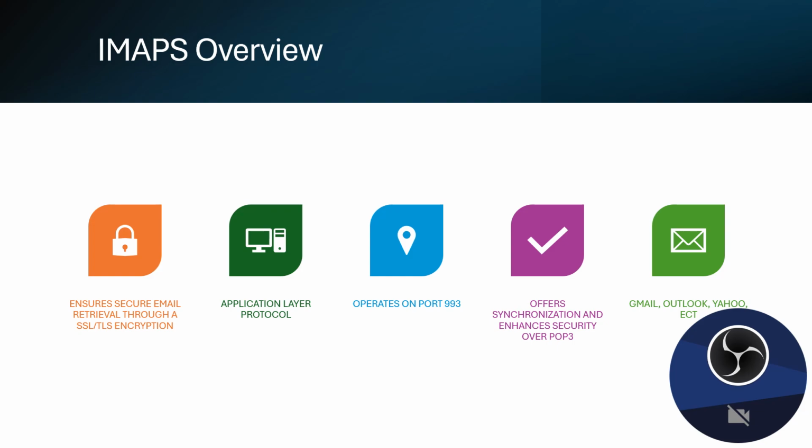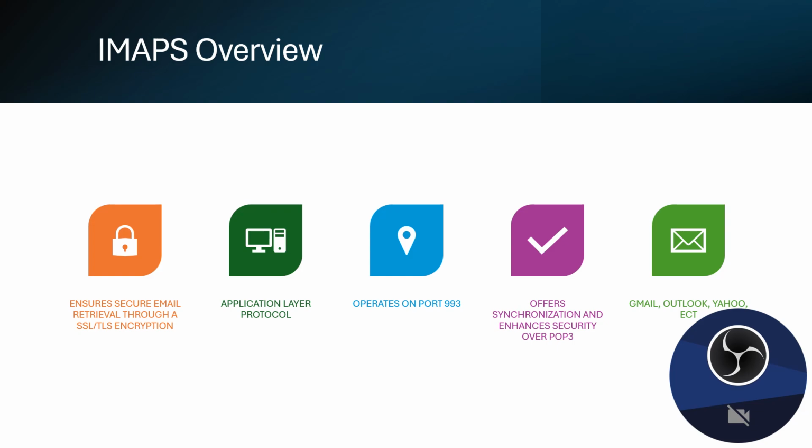Next, it offers synchronization and enhances security over POP3. For example, email will stay on the server with IMAPS, whereas emails are downloaded and deleted using POP3. Typically, they are used in conjunction, though. IMAPS is preferred in the modern email age because it keeps emails synchronized across multiple devices, so emails on your phone can be accessed from your computer and vice versa.